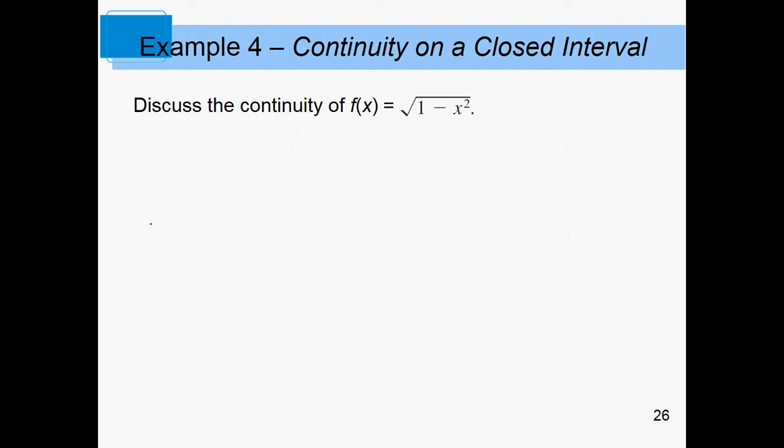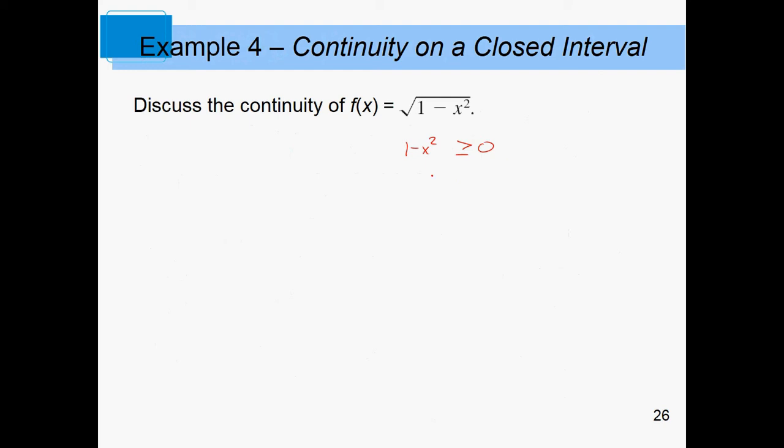With the square root, that tells us that more than likely there's some issue, right? There's something that's going to keep us from saying it's continuous everywhere. We can always talk about domain, right? Everybody remember how to find the domain of a square root function from pre-cal? The domain is anywhere that the argument is greater than or equal to zero, right? We know we can't have any number that makes the square root argument negative. Can't take the square root of a negative number.